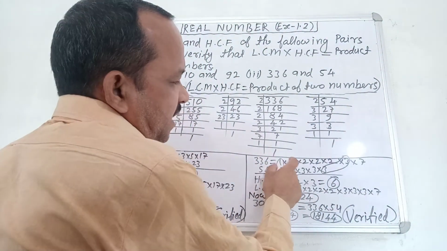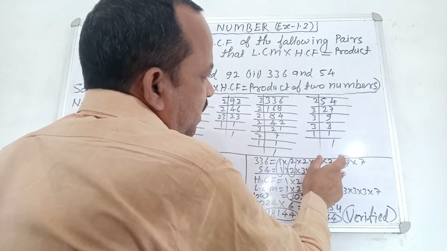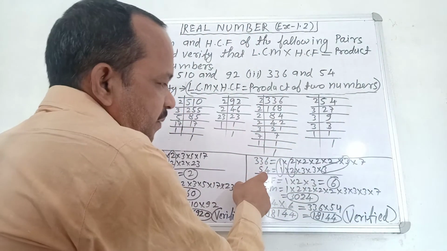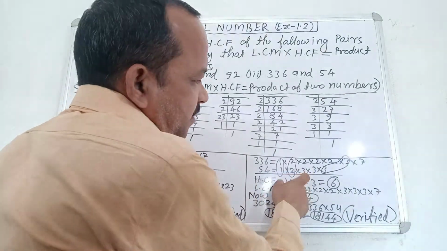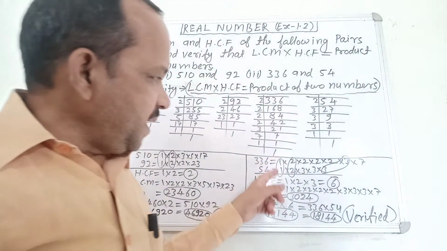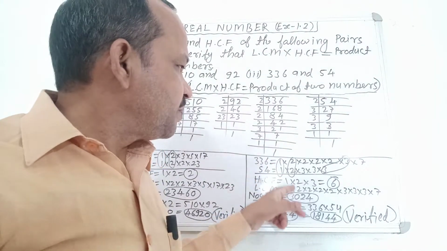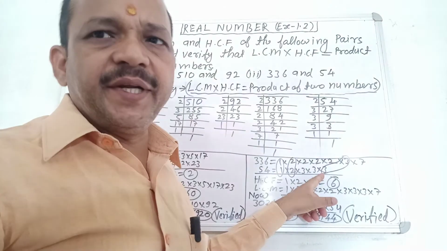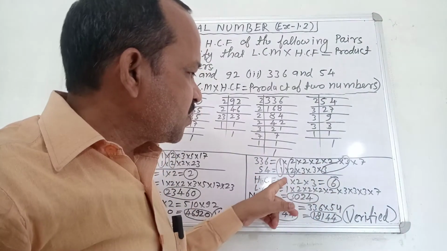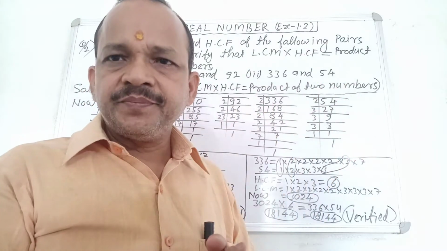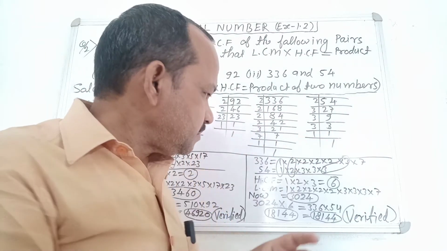336 equal to 1 multiply 2 multiply 2 multiply 2 multiply 2 multiply 3 multiply 7. 54 equal to 1 multiply 2 multiply 3 multiply 3 multiply 3. Here 1 is common in both, 2 is common in both, and 3 is common in both. So your SCF is 1 multiply 2 multiply 3 equal to 6. 6 is your SCF. Now find LCM.